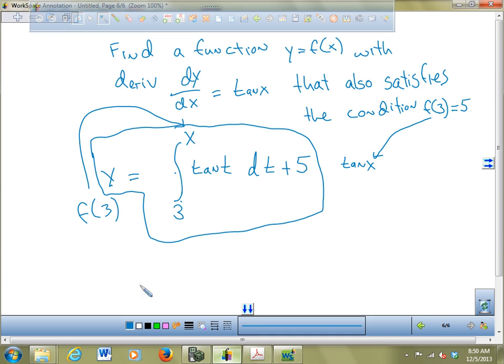Yes, sir? What if it's not 3 then? What if it's 2 or 1? Can you just change that number? Yeah, just change that. But if I did this, then f of 3 would no longer be 5, right? Because this thing wouldn't be 0. So there's a couple problems like that, and it's kind of trying to get you to think. And that's the end.